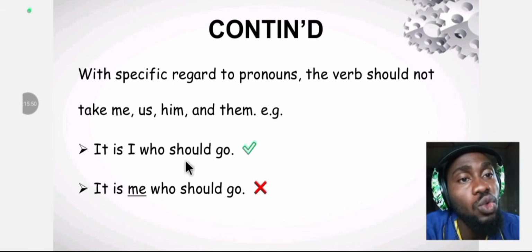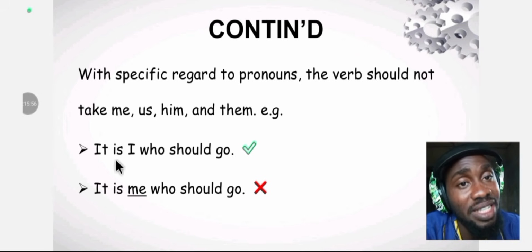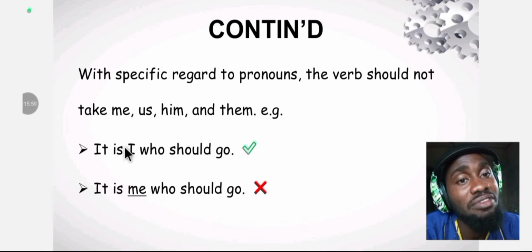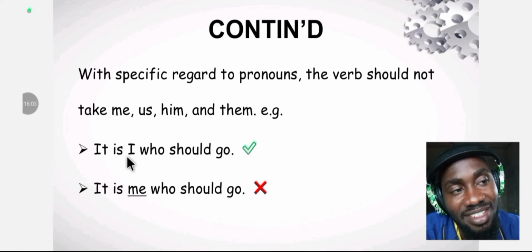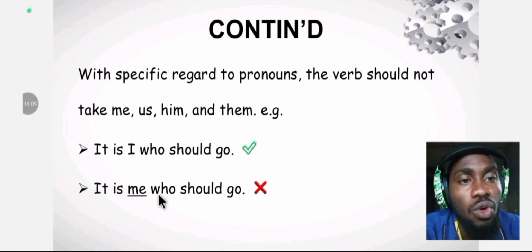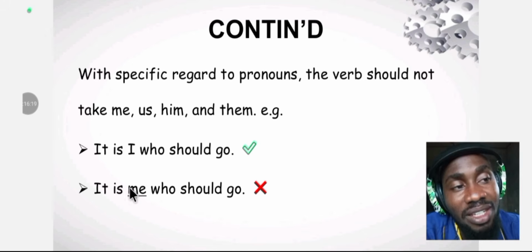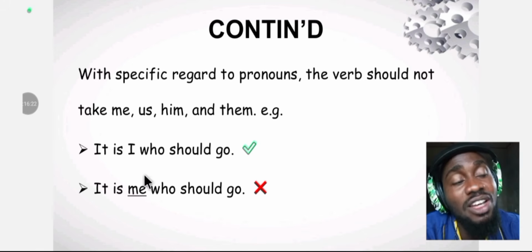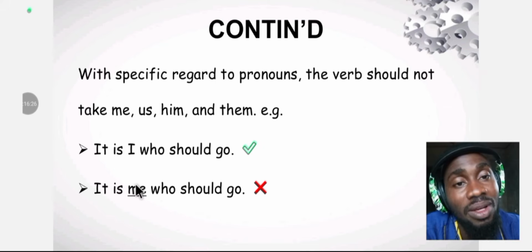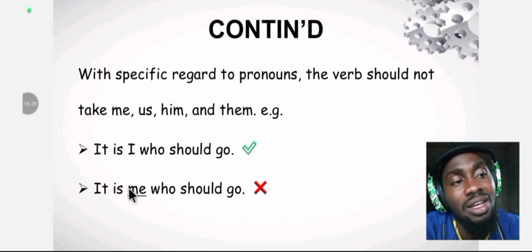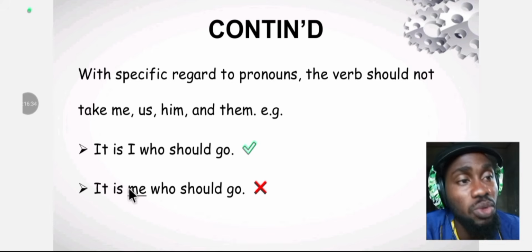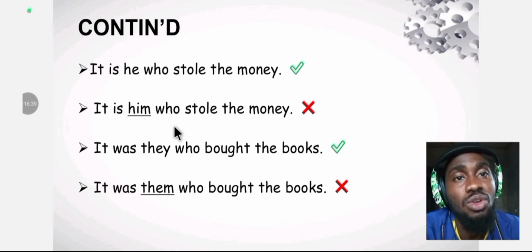For example, it is I who should go is correct. Why is this correct? Because the verb here, is, belongs to that group. Yes, but what do we have here? The pronoun we have here is I, and I is the subject, it makes up the subject position. So the sentence is correct. But when you say it is me who should go, it is wrong, because is here is part of the family of the verb be, and we went ahead to give it me, which is the object position pronoun, making this wrong. It should go with a subject position word. Never you forget that. Have that at the apex of your mind.